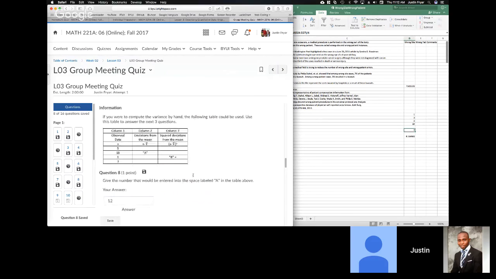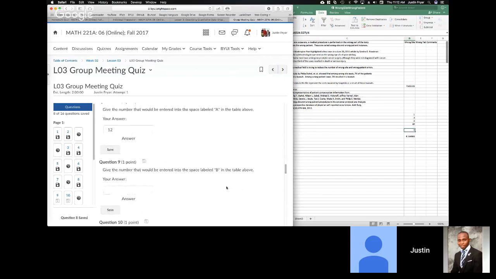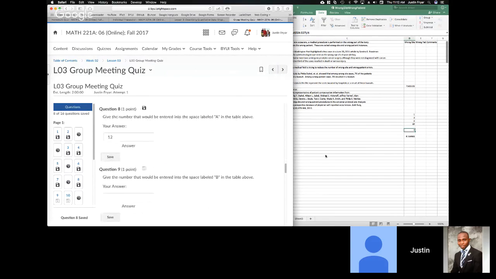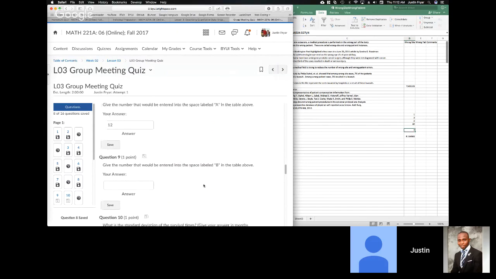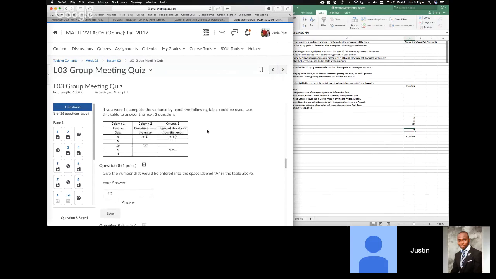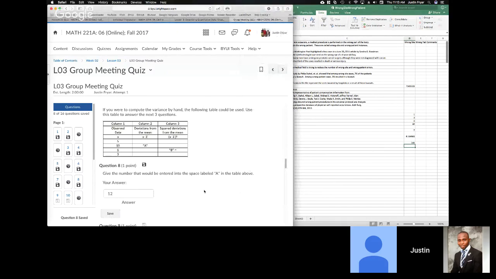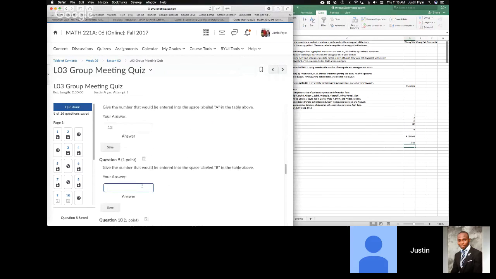Okay. Seems logical. That's my best guess there. Give the number that would be entered in the space labeled B. So in that one, all we're doing is squaring the deviations from the mean. Should be 144.